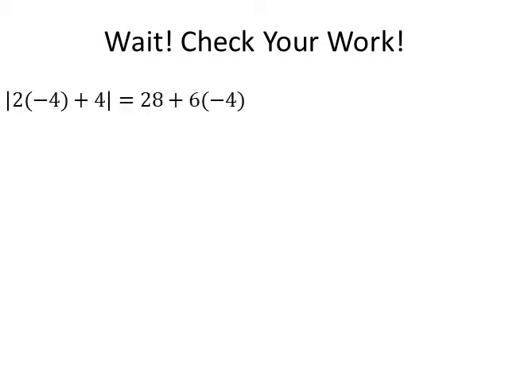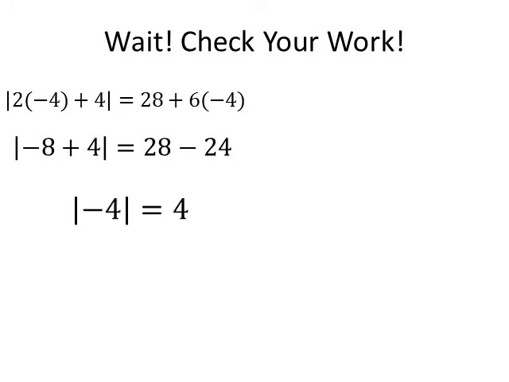So to check it, I plug in -4 into t, and I check that one. So I have the absolute value of 2 times -4 plus 4 equals 28 plus 6 times -4. So I do multiplication first. 2 times -4 is -8. 6 times -4 is -24. So the absolute value of -8 plus 4 equals 28 minus 24. -8 plus 4 is -4, and 28 minus 24 is 4. So in this case, I have the absolute value of -4 equals 4, and that is true.